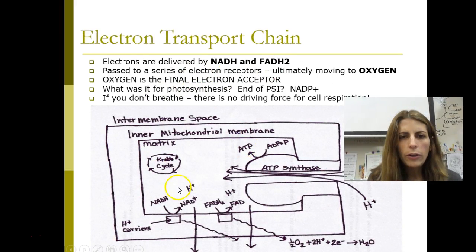So again, those electrons are being delivered by NADH and FADH2, ultimately moving to that oxygen molecule. They're very attracted to that. It is the final electron acceptor. If you don't breathe, what happens? It's going to shut down this whole process. There's no driving force for the electron transport chain. There's nothing pulling those electrons forward in such a way. So without oxygen, we can't make ATP, at least not sustainably. So big trouble.